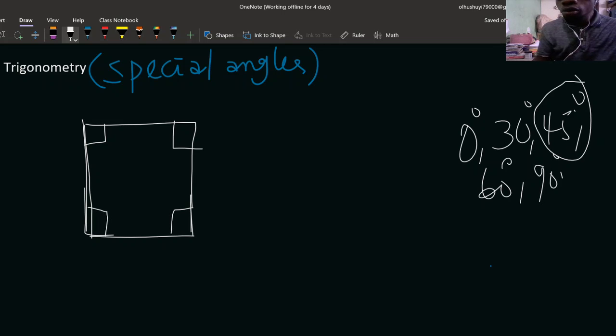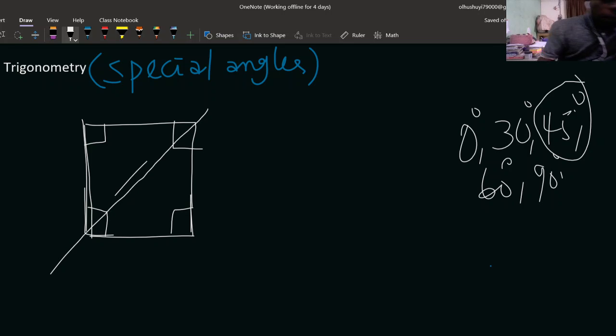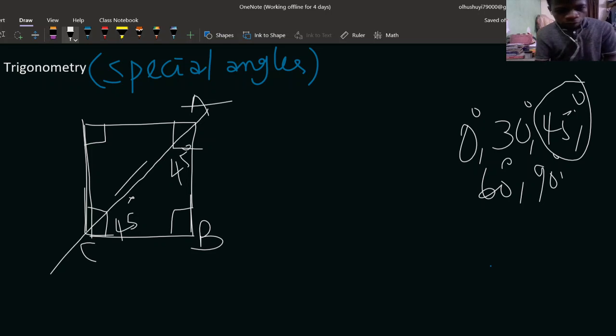Now let's assume I'm drawing a diagonal that bisects it into two. So I have something like this. That implies this will definitely be 45 degrees. Do you get that? So let me name the angles A, B, C. I need the triangle that has been formed out of this. I need this triangle alone.